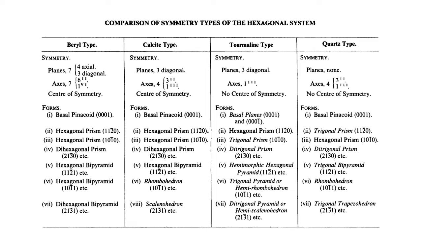So it possesses no plane of symmetry and it possesses axes of symmetry. There are 4 axes of symmetry, out of which 3 are two-fold axes and 1 is a three-fold axis, and there is no center of symmetry in quartz. And the forms include basal pinacoid, trigonal prism, hexagonal prism, ditrigonal prism, trigonal bipyramid, rhombohedron, trigonal trapezohedron, etc.